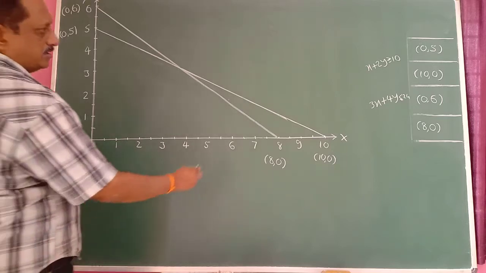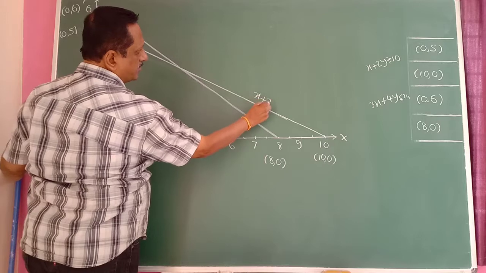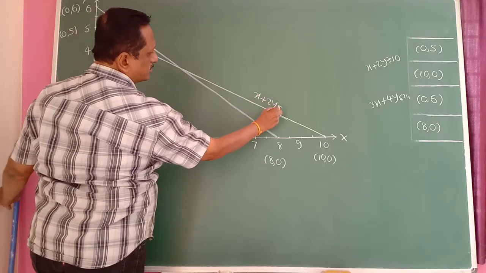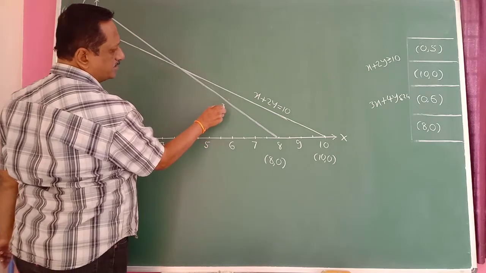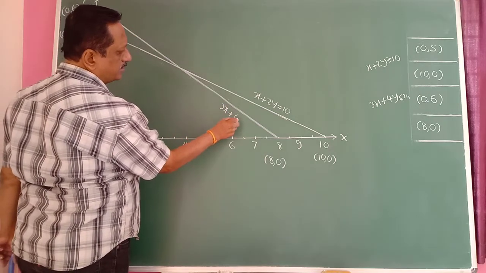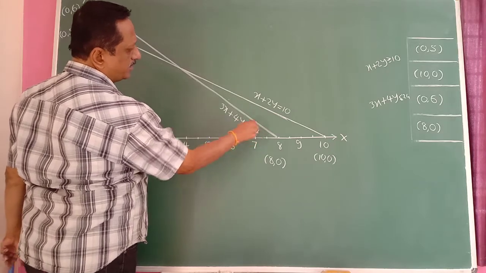So therefore the equation of this line is x plus 2y is equal to 10. And the equation of this line is 3x plus 4y is equal to 24.